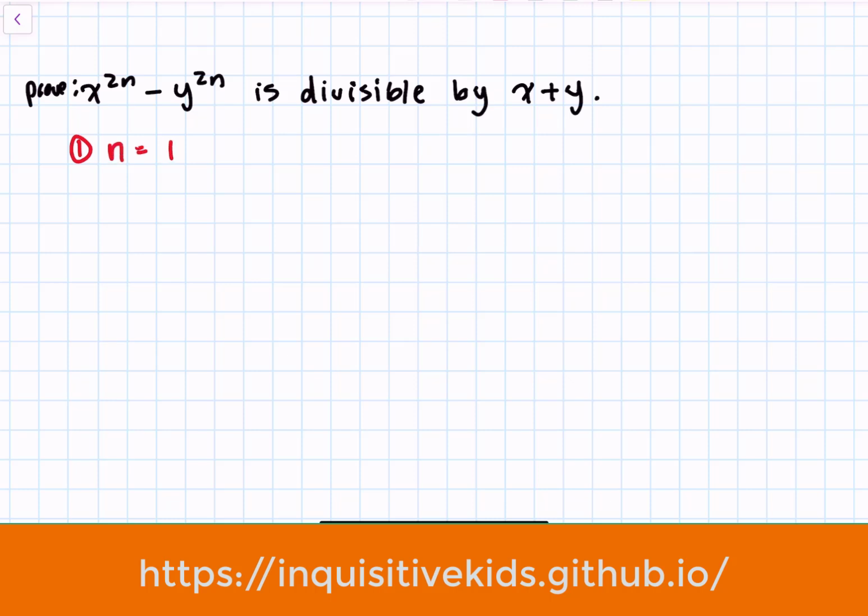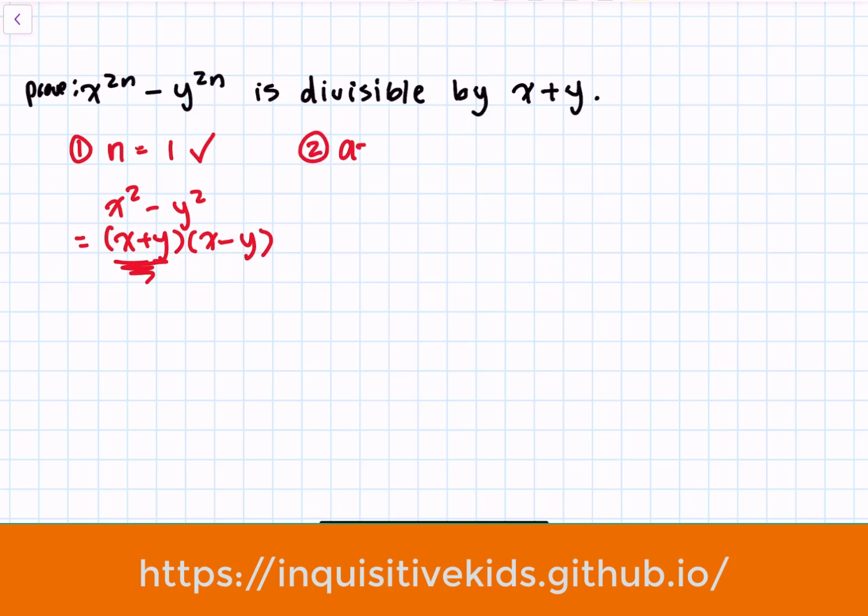If n is equal to 1, we have x squared minus y squared. And we can rewrite that as x plus y times x minus y using our square difference formula. And as you can see, this is divisible by x plus y. So when n is equal to 1, this statement is true.